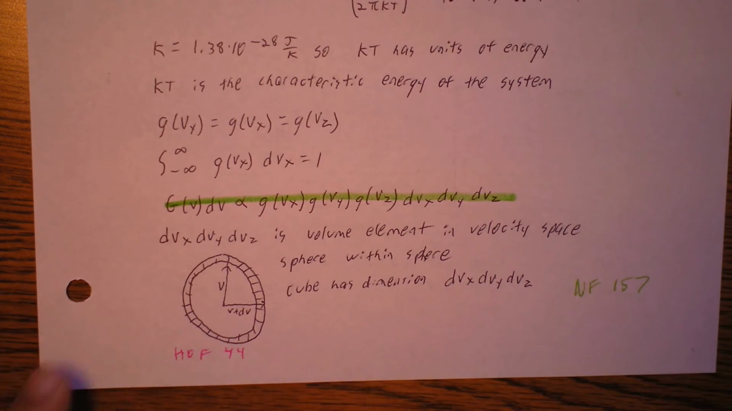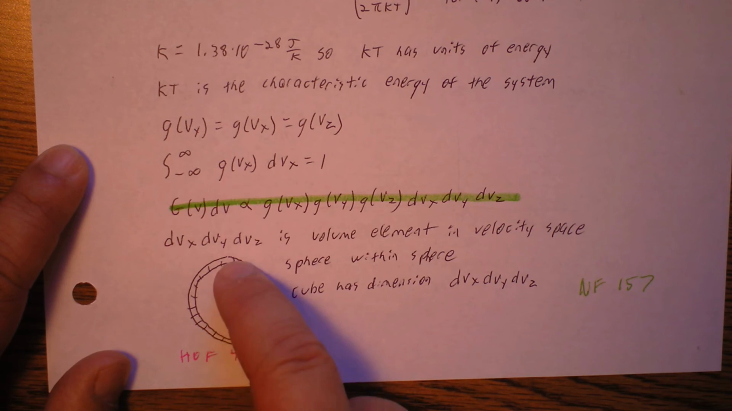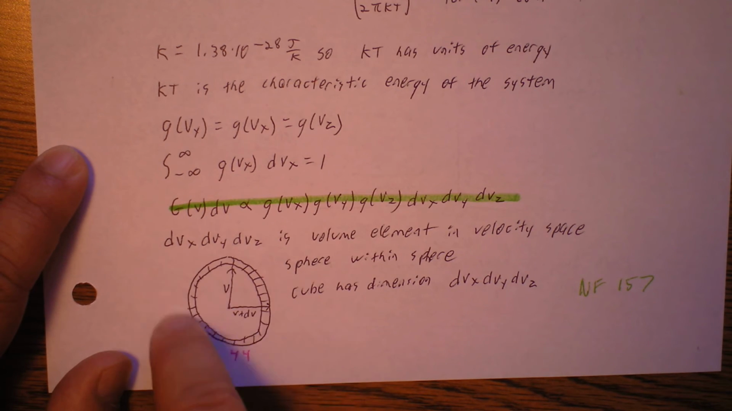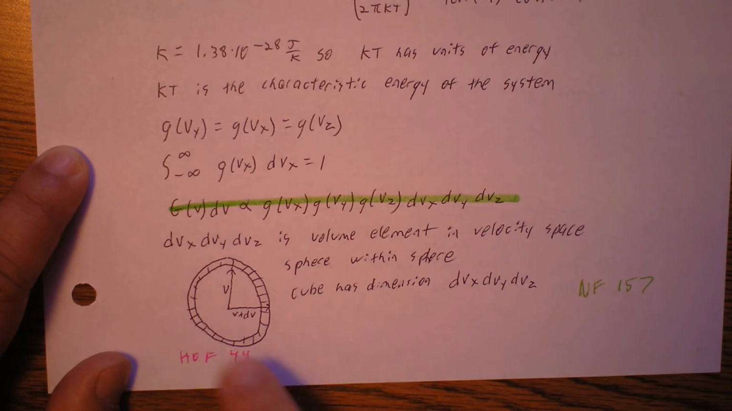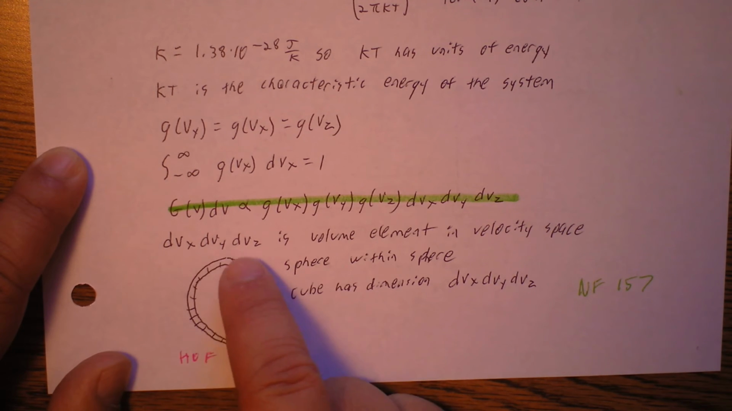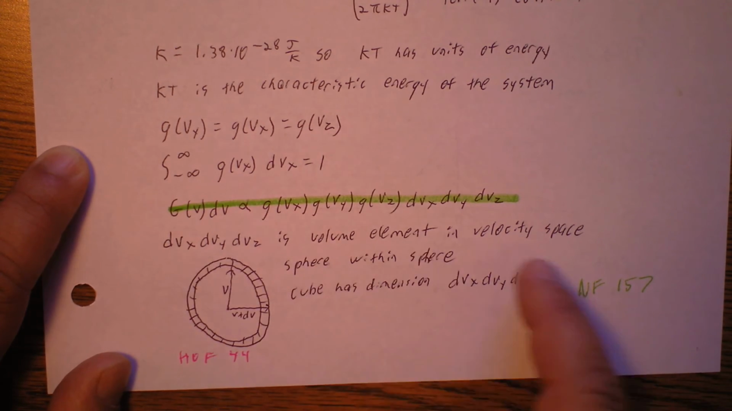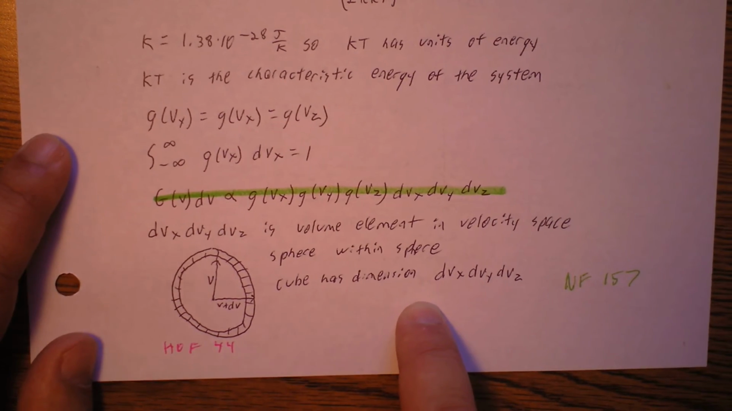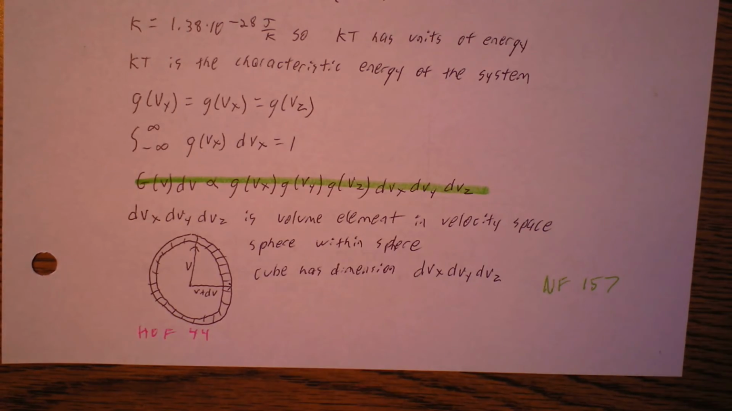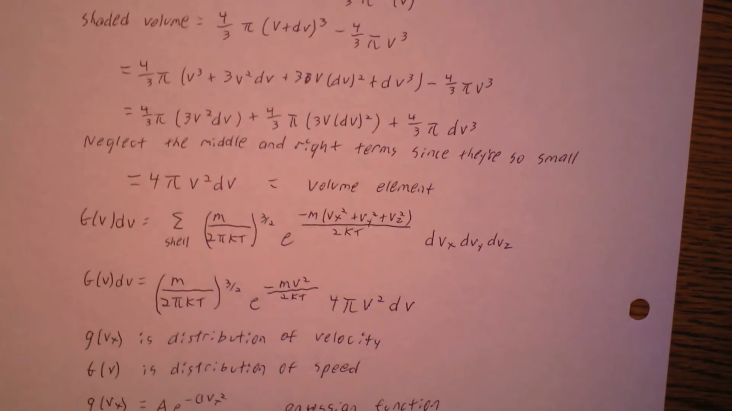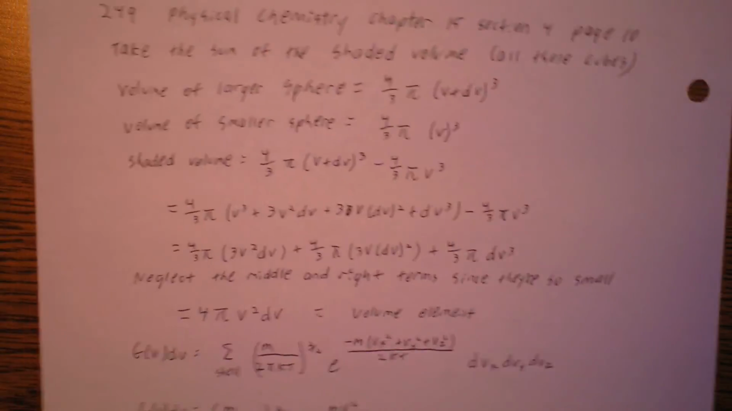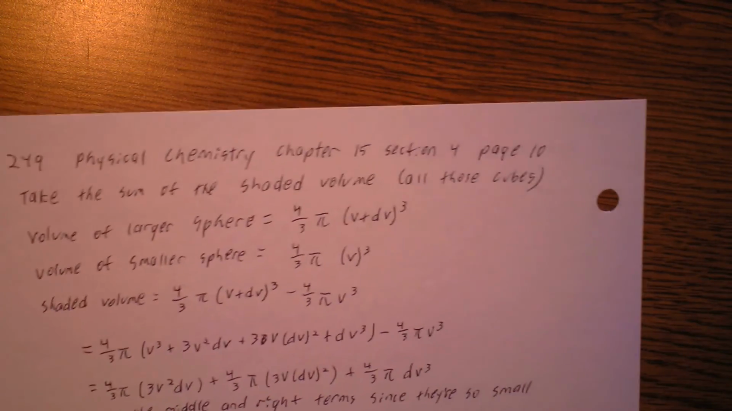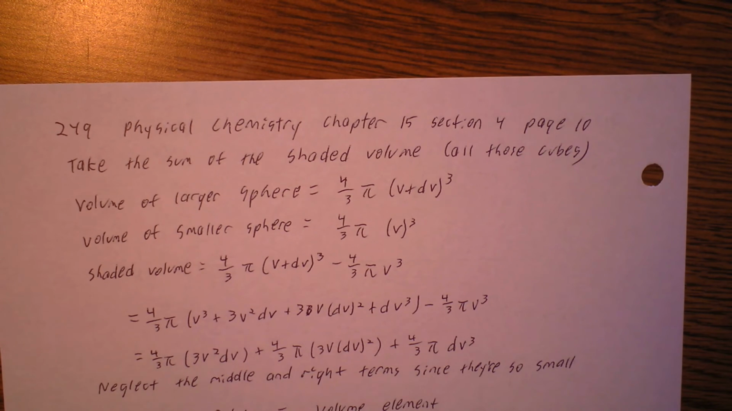Now remember, we have this sphere here again. It's got a radius v, or v plus dv. So this hollow shell is what we're interested in. This dvx dvy dvz is the volume element in velocity space. This is a sphere within a sphere, and any cube is going to have dimensions of dvx times dvy times dvz. Now we want to take the sum of the shaded volume, all those little cubes around the sphere.